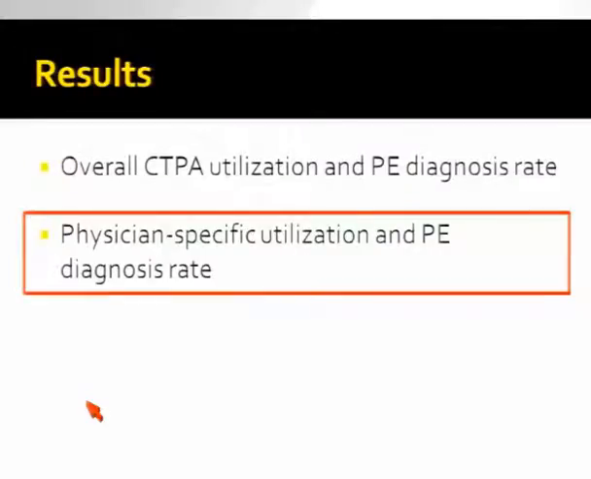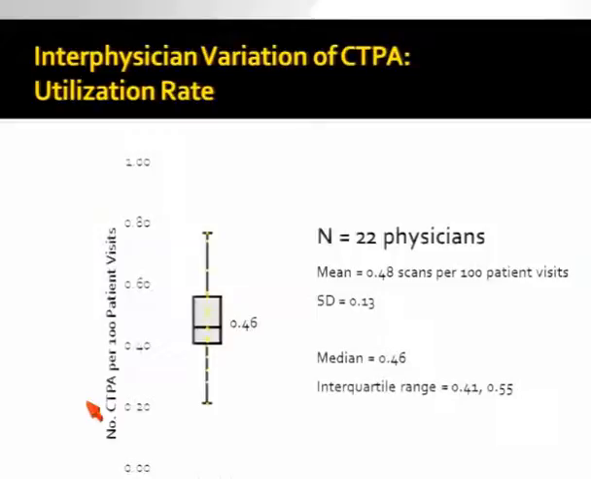Next, we're going to look at physician level data. The following box plot looks at the variation in the number of scans ordered by individual physicians. 22 full-time emerge physicians were included in this analysis, who saw over 2,000 patients in the last 3 years. As you can see, there's significant spread in CTPA use among the physicians, a range between 0.21 scans per 100 patients seen to 0.77 scans per 100 patients seen.